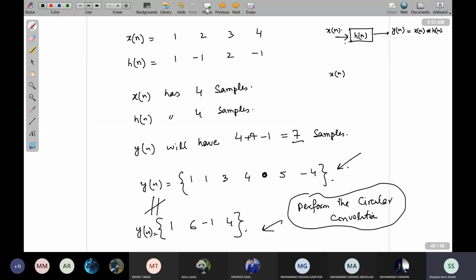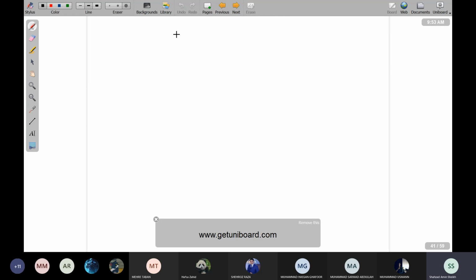लेट्स सी इट. ओके, सो मेरे पास x of n है 1, 2, 3, 4, and my h of n is, why not write it here? H of n is 1, -1, 2, -1, and now I will be doing the circular convolution of these two numbers, which will be equivalent to taking the x of k, h of k, multiplying it, and then taking the inverse discrete Fourier transform. So let's do the circular convolution.